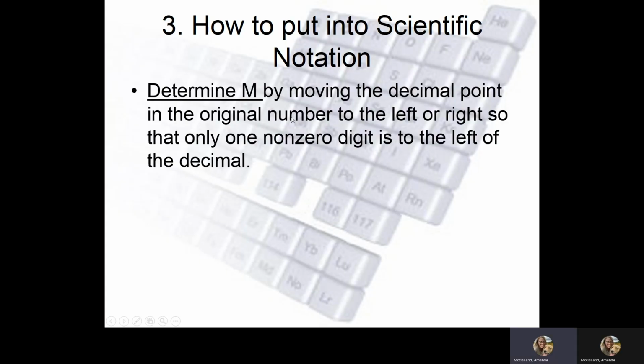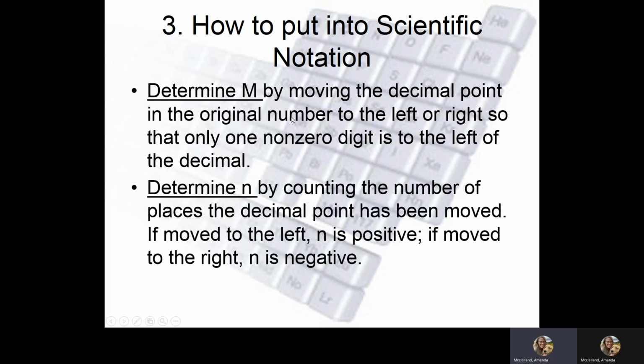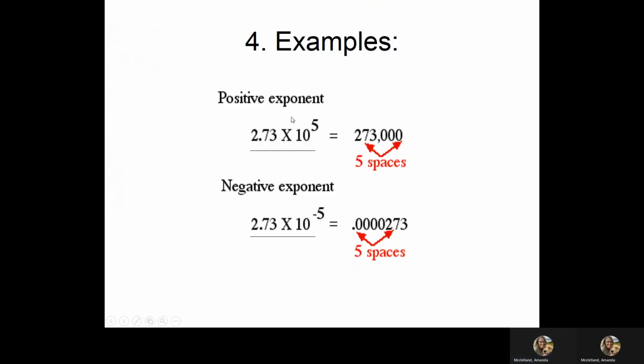I determine m by moving the decimal point to a number between 1 and 9.9. And then I determine n, or the exponent, by how many times I moved that decimal point. If I moved it to the left, n is going to be positive. If I move the decimal point to the right, n is going to be negative. I'll have some examples. Here's the example here.